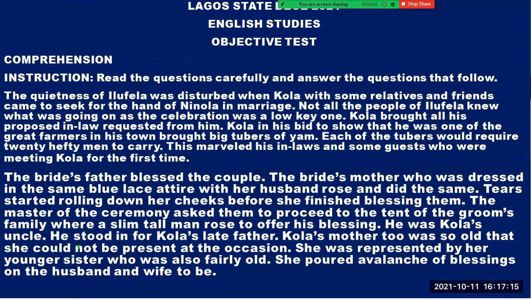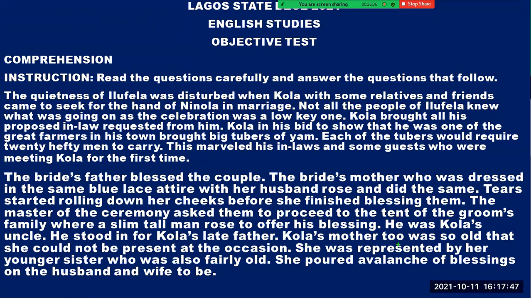All right. Now, let's look at information about how Kola's people attended the occasion. Now, we see here that, where a slim, tall man rose to offer his blessing. All right, he was Kola's uncle. Why? He stood in for Kola's late father. Here we learn that Kola's father couldn't attend because already he was dead.